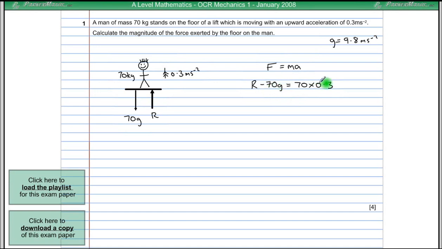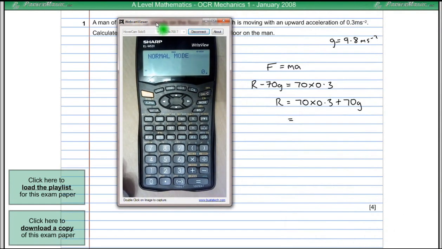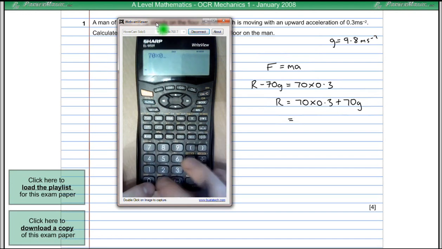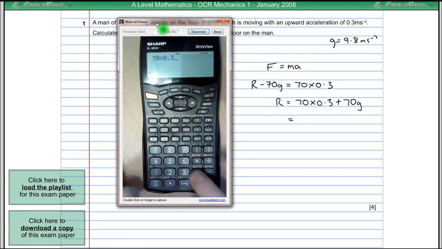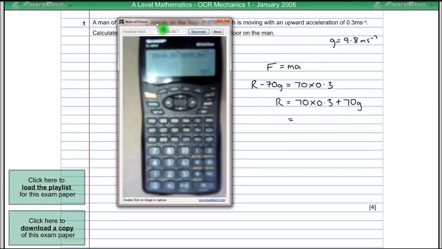Simple bit of rearranging, we'll add 70g over to the other side, and we'll get R equals 70 times 0.3 plus 70g. And we'll put that into our calculator. And we get 707.